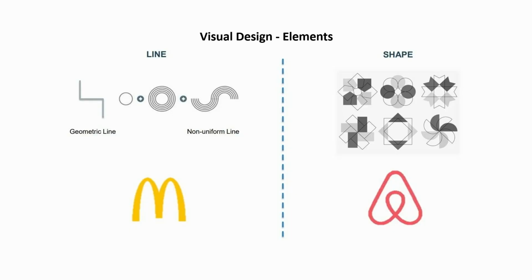So let's talk about the first visual design element with an example. Some of the key examples of a line are typically a geometric line. It could be a bunch of lines put together. It could be a simple circle. Whenever we say line, we basically mean a 1D or 2D kind of diagram. It could be a range of circles. It could be a non-uniform line with a range of parallel lines and whatnot.